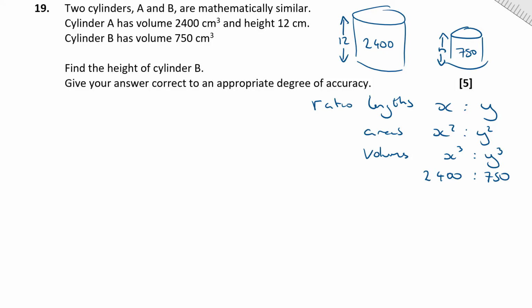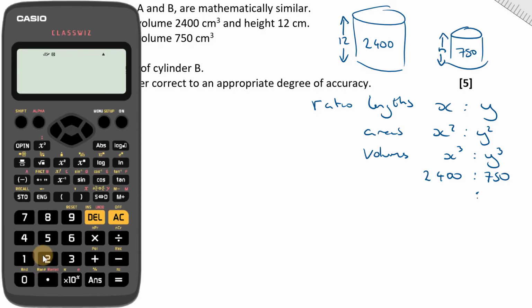Now let's just make this a little bit easy to calculate with. If we divide both sides by 750, then I make this second one 1, don't I? So 2,400 divided by 750, according to my calculator, is 3.2. Okay, so the ratio of their volumes is 3.2 to 1. So that means that the ratio of their lengths is going to be the cube root of 3.2 to 1, isn't it? So cube root of 3.2 to 1.